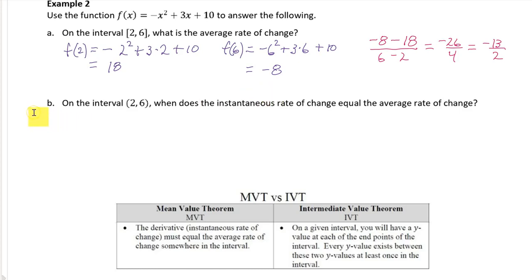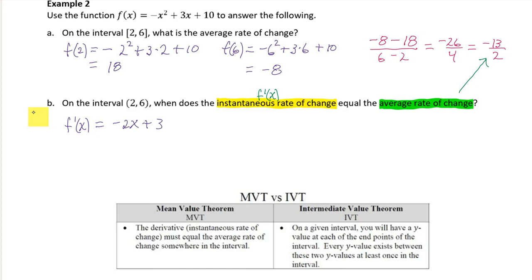Part B says on the interval 2 to 6, so notice this is an open interval, so somewhere between 2 and 6, when does the instantaneous rate of change, when they say instantaneous rate of change, they are saying when does f prime of x equal the average rate of change? And that is what we just found right there as negative 13/2. So the first thing we have to do is come up with the derivative, f prime. So I'm going to find f prime. F prime is going to be, taking the derivative, negative 2x plus 3.